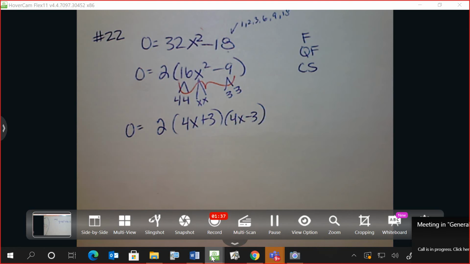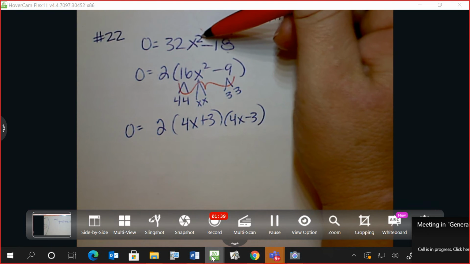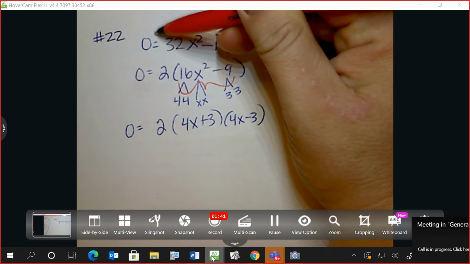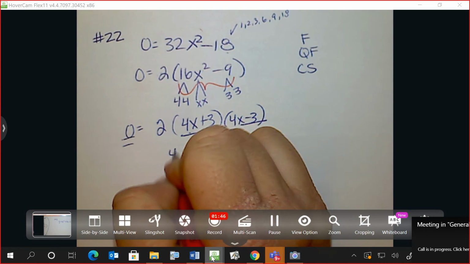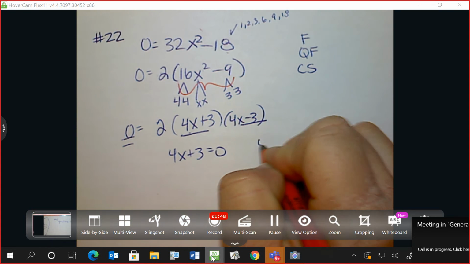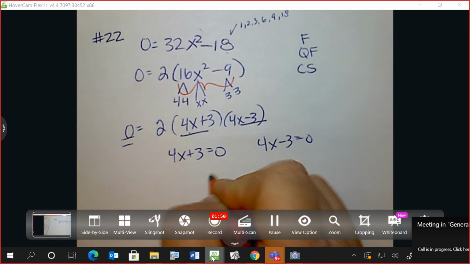And now we're asking ourselves, what are the two solutions that make the right side equal to 0? I'm going to take each one of these and set it equal to 0. So 4x plus 3 equals 0 and 4x minus 3 equals 0. And then I'll solve using algebra.